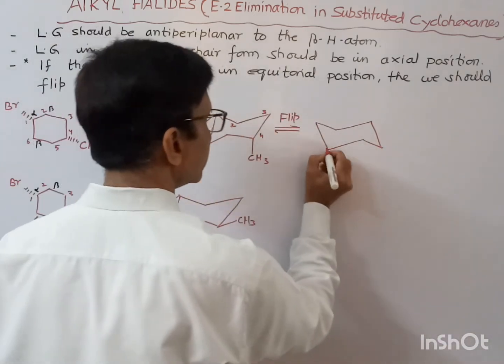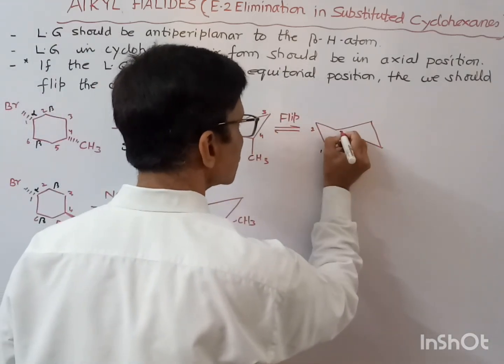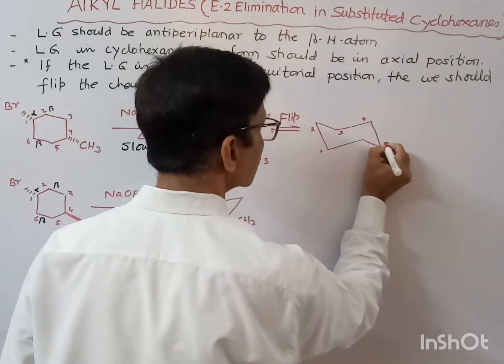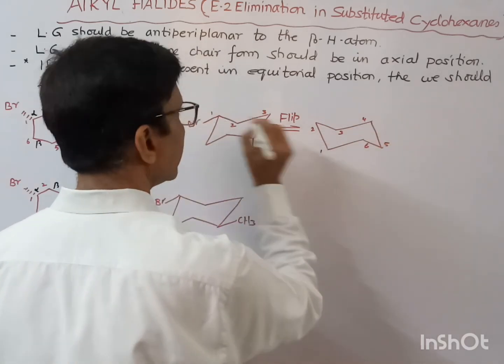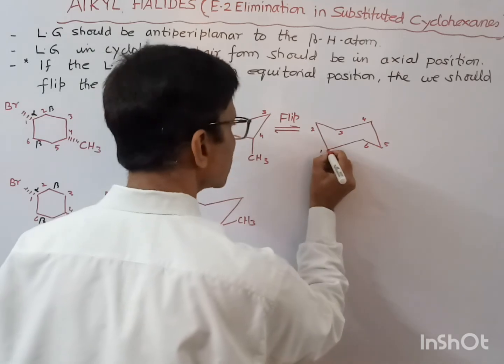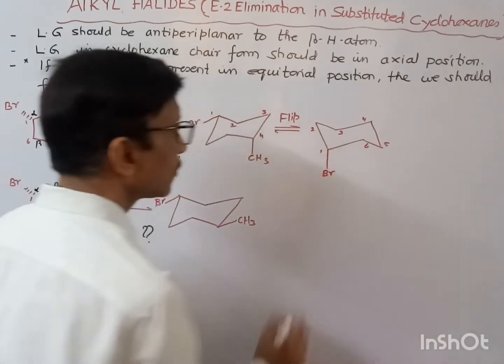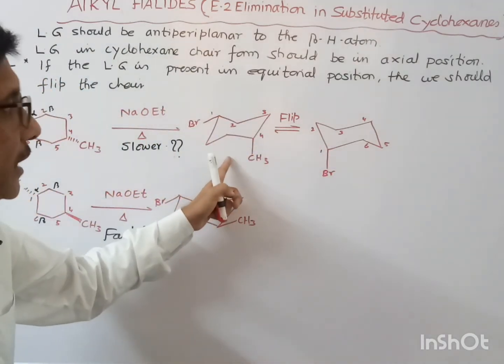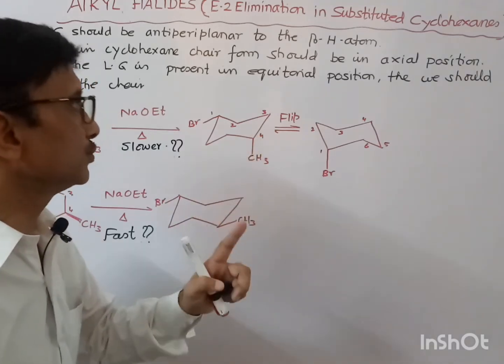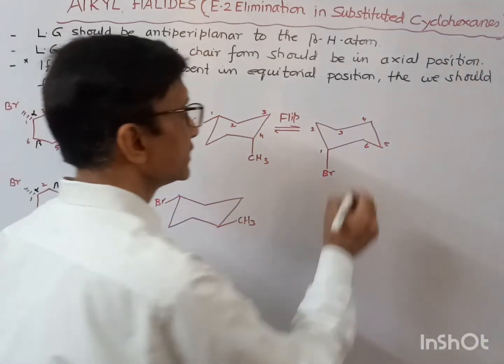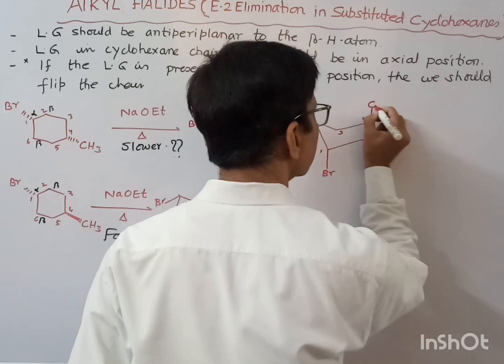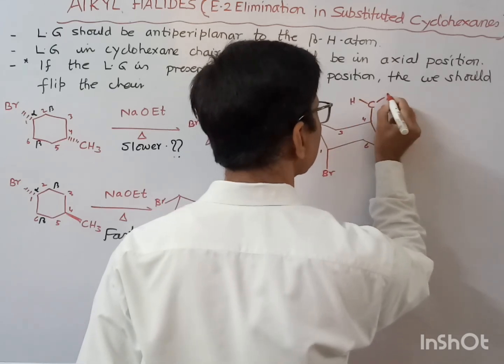Okay, so this is now first, second, this is third, this is fourth, this is fifth, this is sixth. And at first you can see the bromine is down. I have written in down form. And at fourth position, this is our CH3.